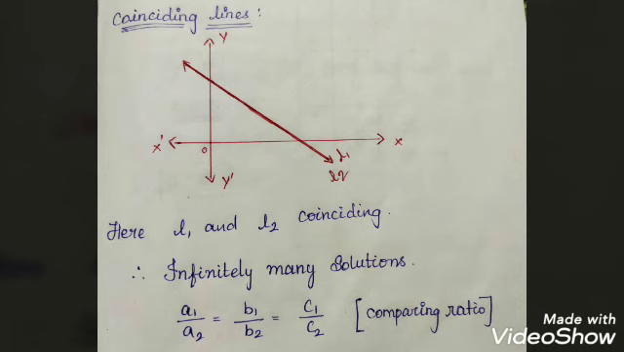The next is coinciding lines. Coinciding lines means we have 2 lines, L1 and L2. Both lines coincide with each other. See in this diagram, both the lines are coinciding. So if it is like this, it has infinitely many solutions. According to the ratio, a1/a2 = b1/b2 = c1/c2. This is coinciding lines. Is this clear?